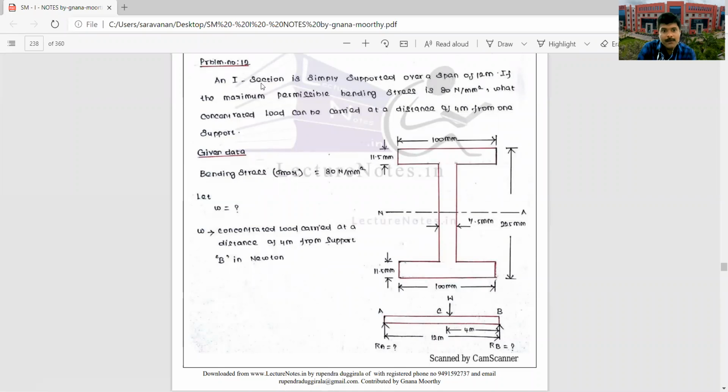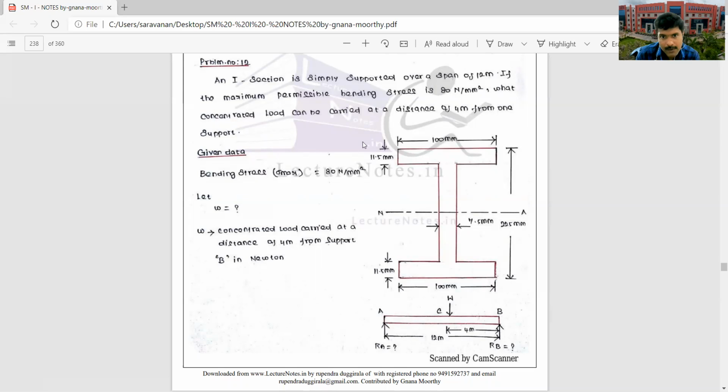So you can see this problem: an I section is simply supported over a span of 12 meter. If the maximum permissible bending stress is 80 Newton per mm square, what concentrated load can be carried at a distance of 4 meter from one support? So there is a given I section, simply supported beam, span given L 12 meter.